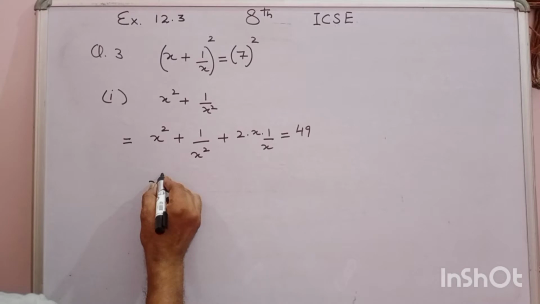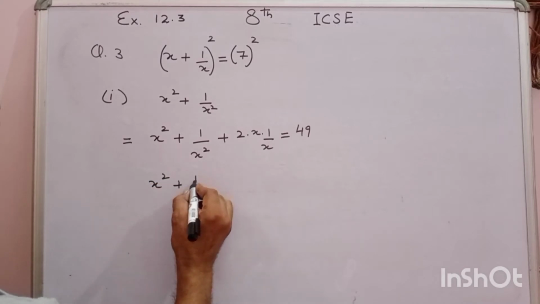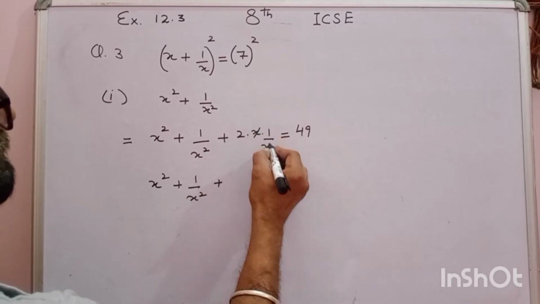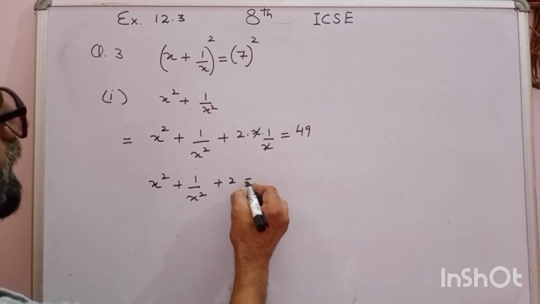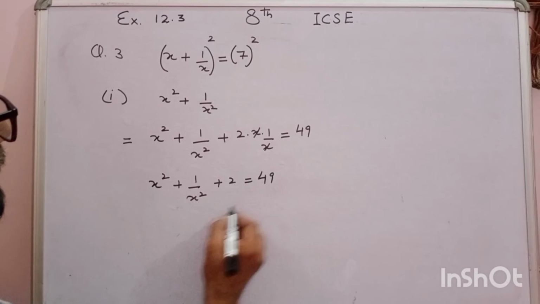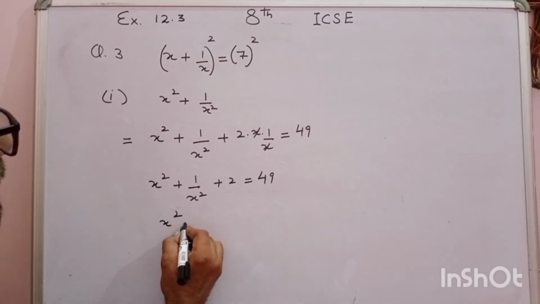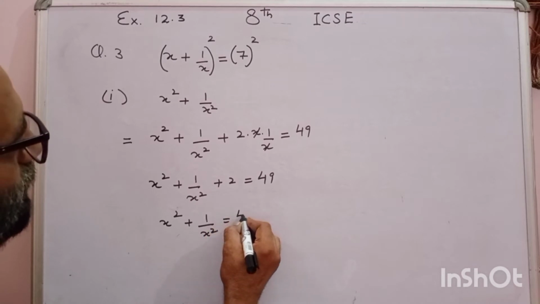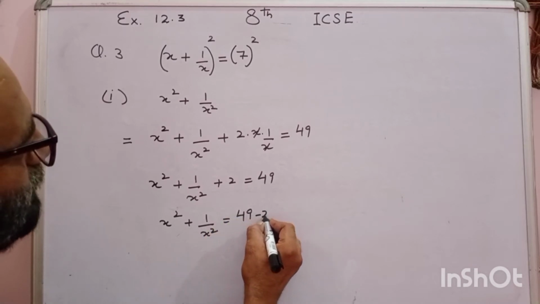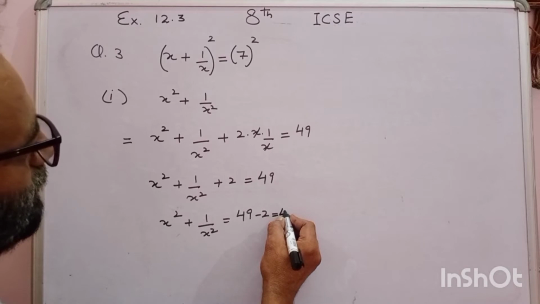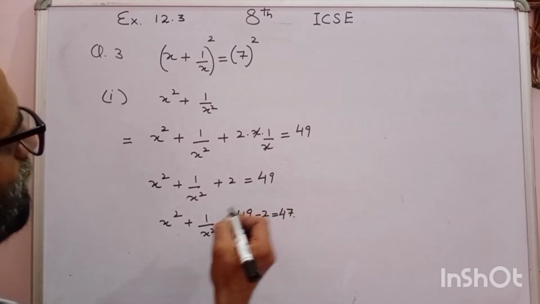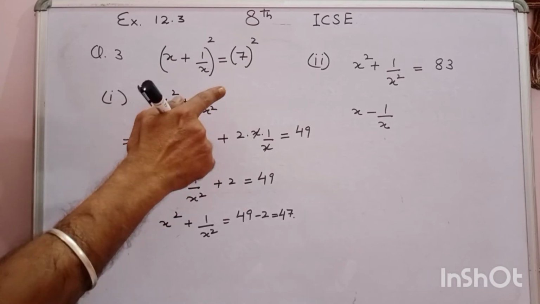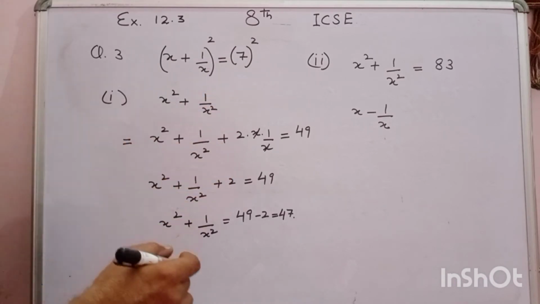So x square plus 1 over x square plus 2, x is cancelled with x, is equal to 49. X square plus 1 over x square we will get 49 minus 2, that is 47. Part second, x square plus 1 over x square is equal to 83. Find x minus 1 over x.